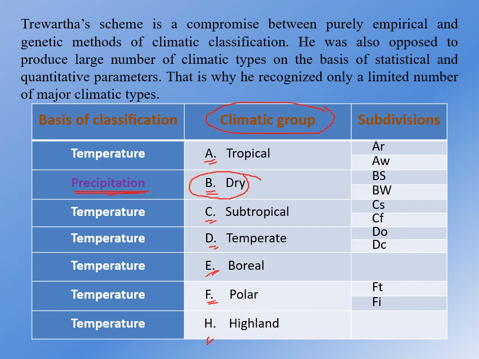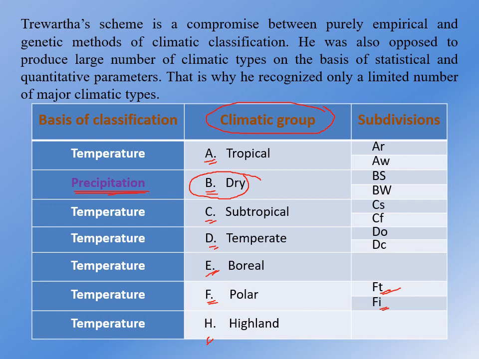The boreal climate is not subdivided at all. The polar climate is subdivided into two groups, one indicating the tundra climate and one indicating the ice cap climate. So, depending on all the variations of temperature and precipitation, Trewartha made it very simple, and he altogether proposed only 15 different climatic types found to occur in the entire world.